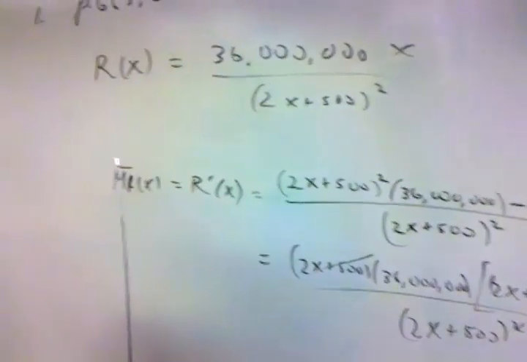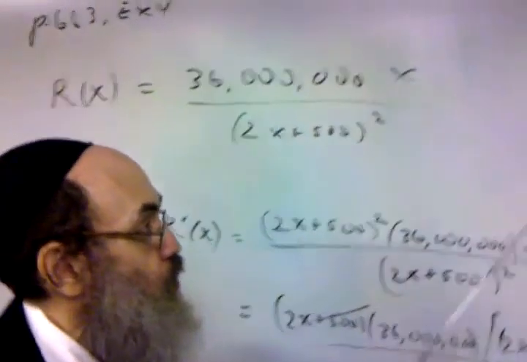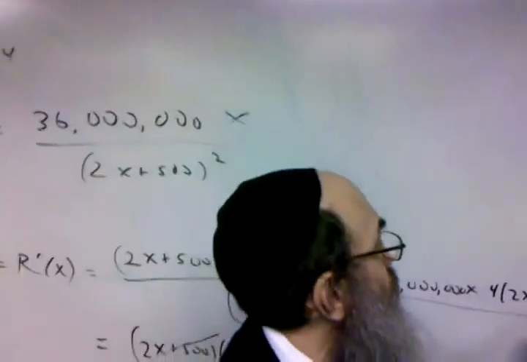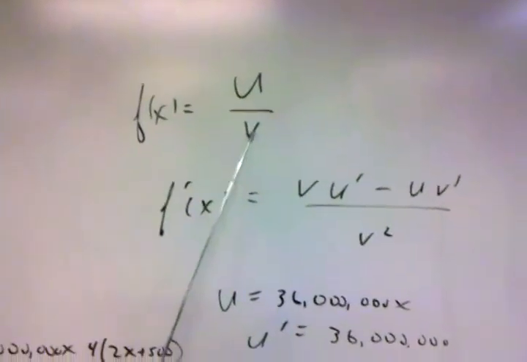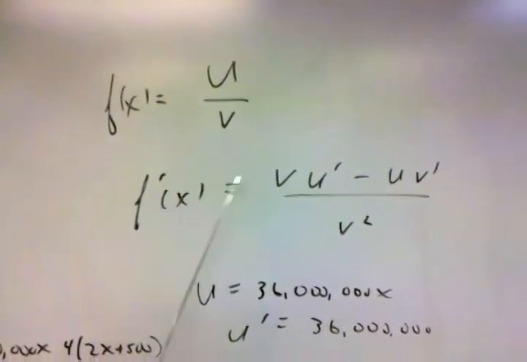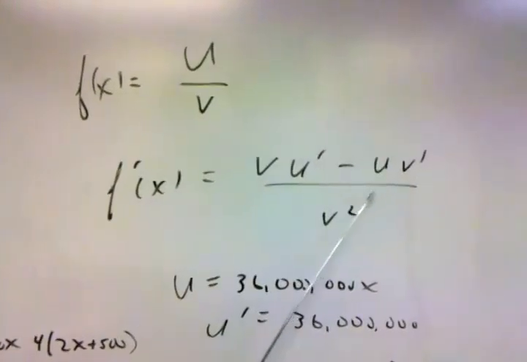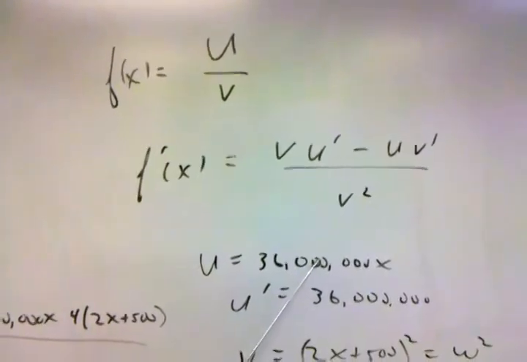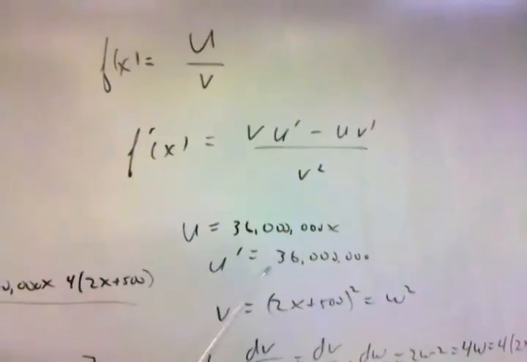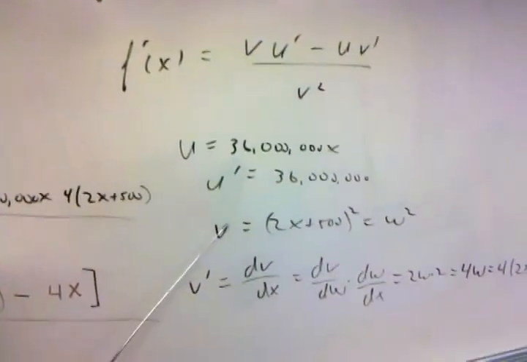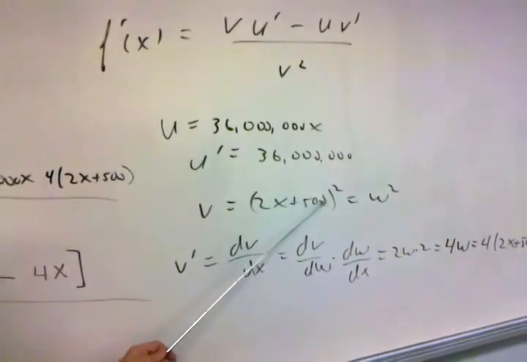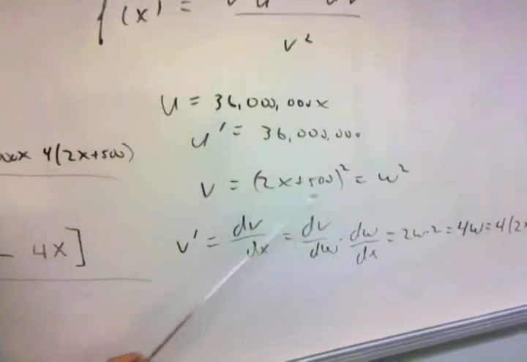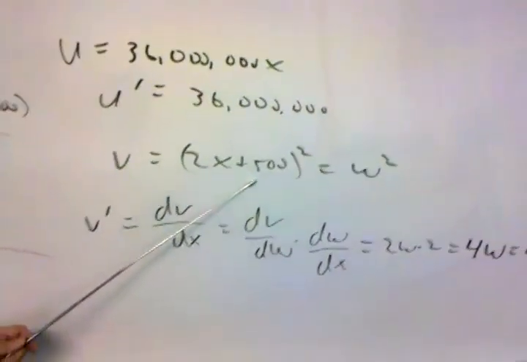Before we get there, let's review the general quotient rule. F of x is u over v. We use u as the top and v is the bottom. In such a case, f prime of x is (v u prime minus u v prime) over v squared. In our case, u, the top, is 36 million x. U prime will then be 36 million. The bottom, v, is (2x plus 500) squared. We're going to call that w squared, where w is 2x plus 500.